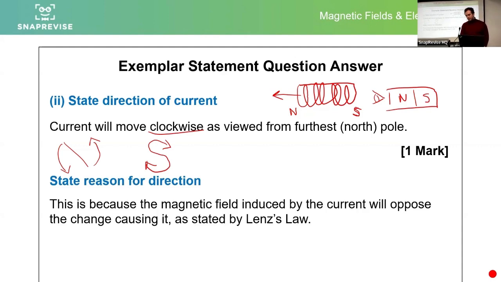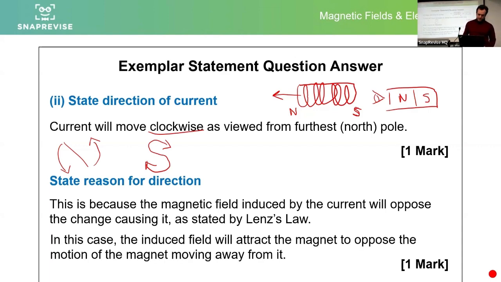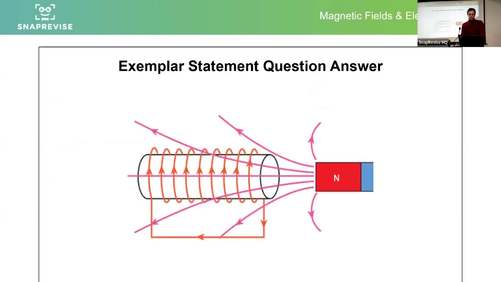Why? Okay, because of Lenz's law, the magnetic field induced by the current will oppose the change causing it. In this case, the field that's causing it is the permanent magnet. The induced field will attract the magnet to oppose the motion of the magnet moving away from it.